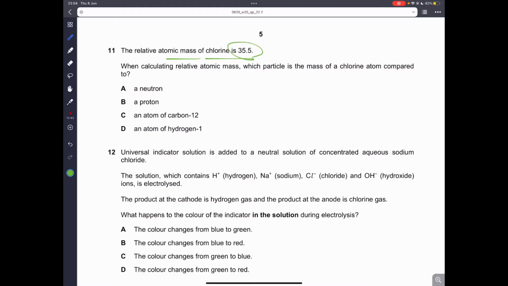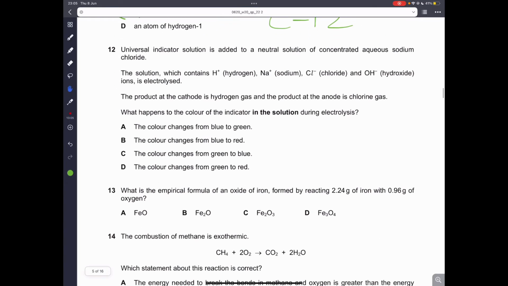When calculating a relative atomic mass, the Ar, which particle is the mass of a chlorine atom compared to? Well, the mass of a chlorine atom, or in fact any atom, is compared to an atom of carbon-12. So 12 grams of carbon-12, so C is the correct answer. You have to learn that by heart.